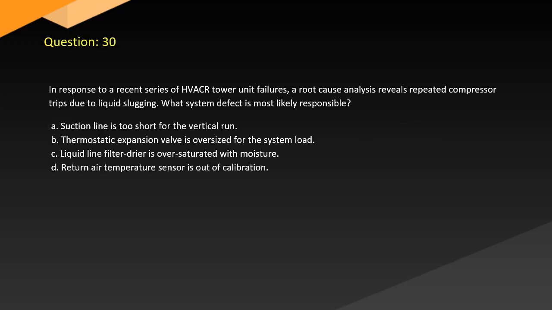Question 30. In response to a recent series of HVACR tower unit failures, a root cause analysis reveals repeated compressor trips due to liquid slugging. What system defect is most likely responsible? A. Suction line is too short for the vertical run. B. Thermostatic expansion valve is oversized for the system load. C. Liquid line filter dryer is oversaturated with moisture. D. Return air temperature sensor is out of calibration.